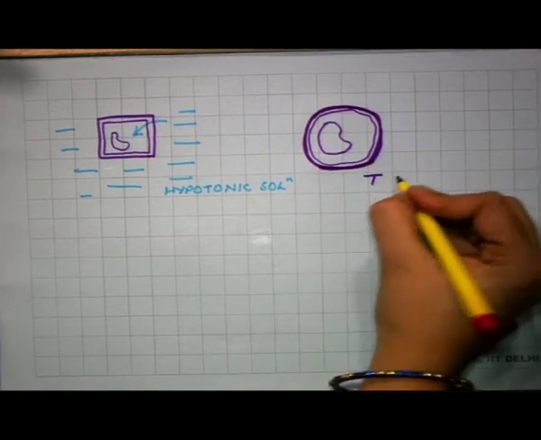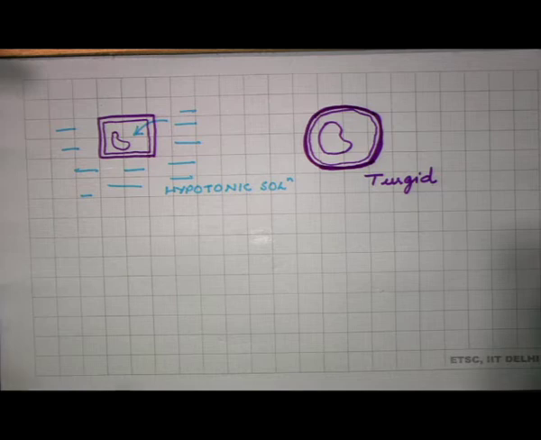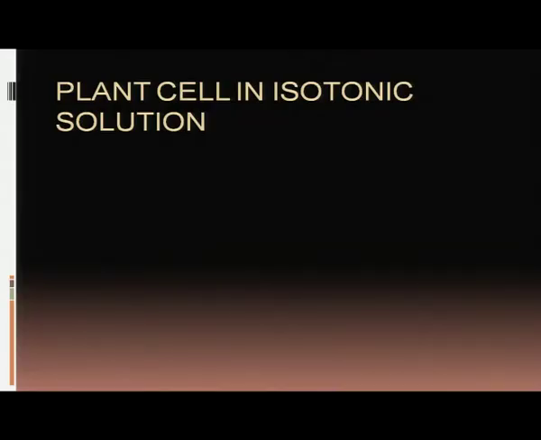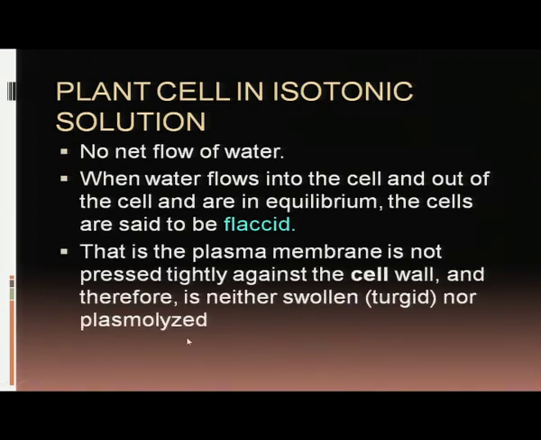This is how a comparatively more turgid cell should look after being placed in a hypotonic solution for quite some time. If a plant cell is kept in an isotonic solution, there will be no net flow of water, and when water flows into and out of the cell in equilibrium, the cells are said to be flaccid. That is, the plasma membrane is not pressed tightly against the cell wall, and therefore the cell is neither swollen nor plasmolyzed.